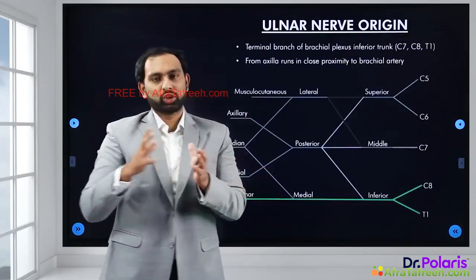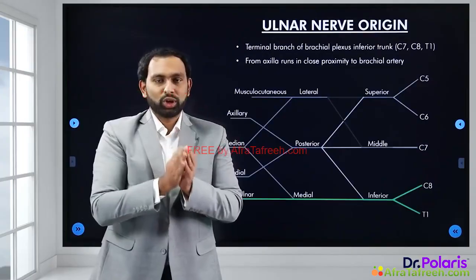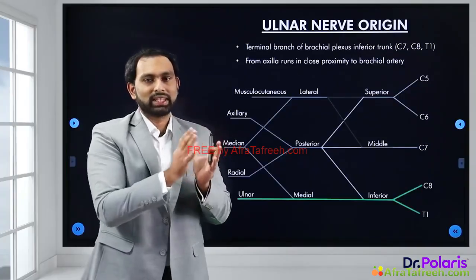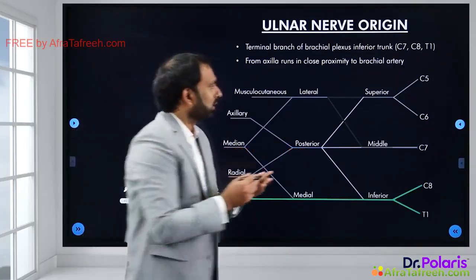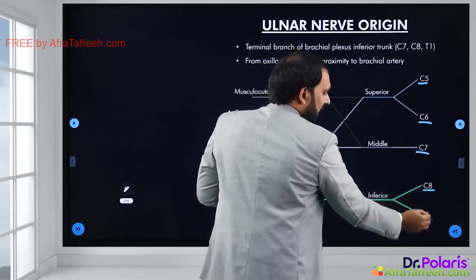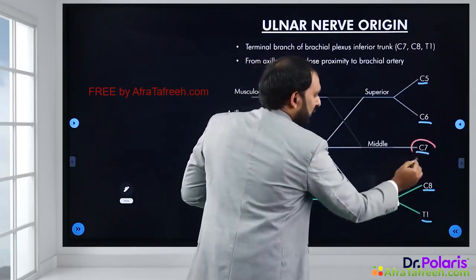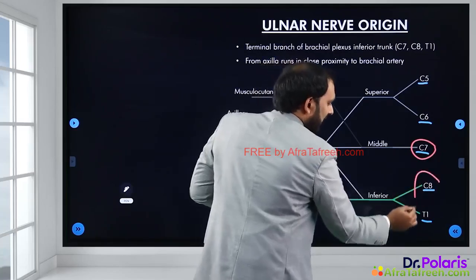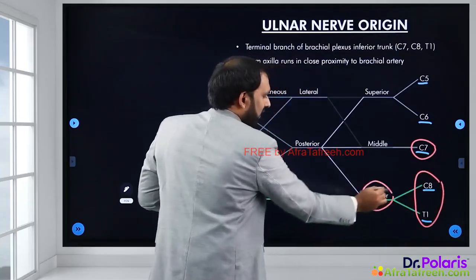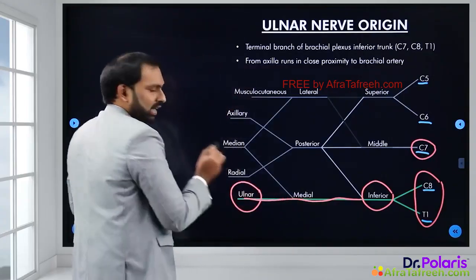Before going into the course of the ulnar nerve, let's understand where the ulnar nerve originates from. We all know that the ulnar nerve originates from the brachial plexus. The brachial plexus has nerve roots C5, C6, C7, C8 and T1. The ulnar nerve is mainly formed from the nerve roots C7 partially, and mainly C8 and T1. The C8 and T1 nerve roots form the inferior trunk, and from that inferior trunk the ulnar nerve arises.